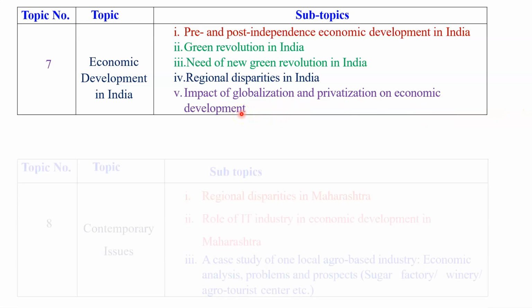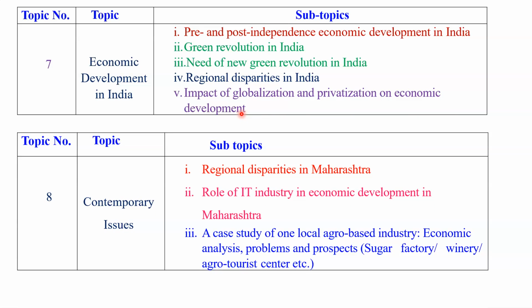Dear student, then we have the last chapter, chapter number 8, contemporary issues. This chapter is classified into 3 subtopics. The first subtopic is regional disparity in Maharashtra. Here we are going to discuss again the example of Maharashtra, where we observe the regional disparity and what are the reasons behind the regional disparity in Maharashtra, that we are going to discuss here.